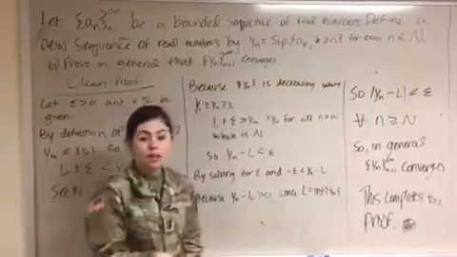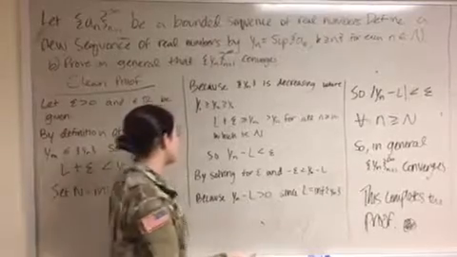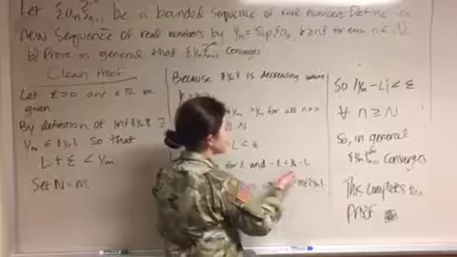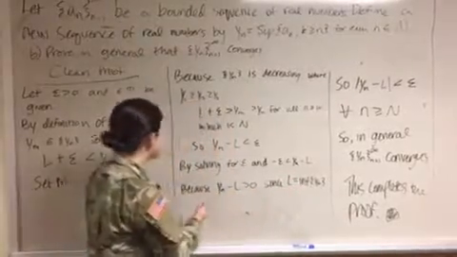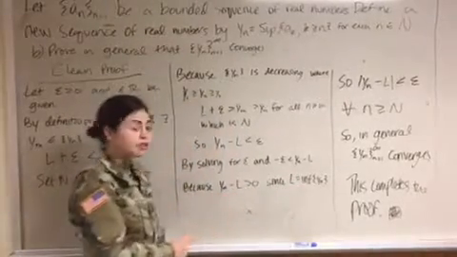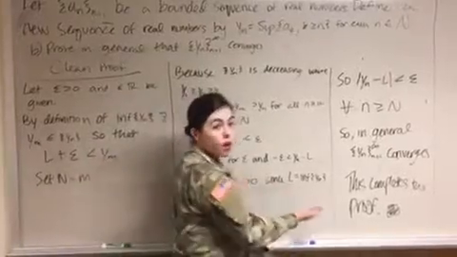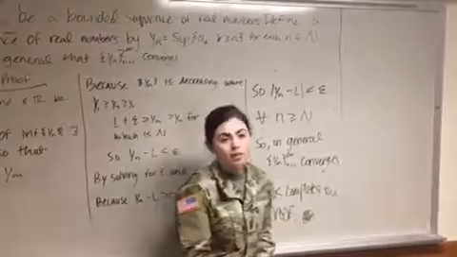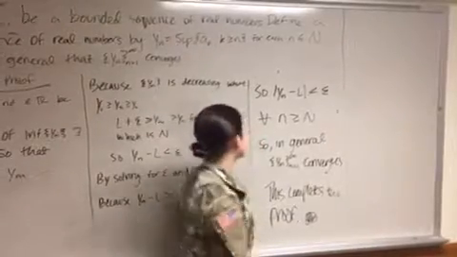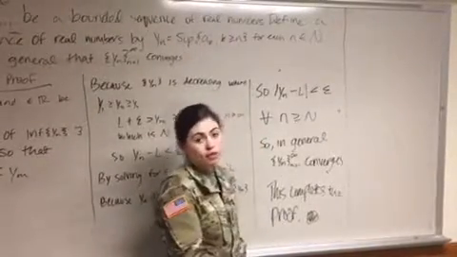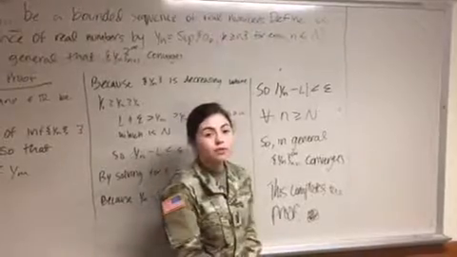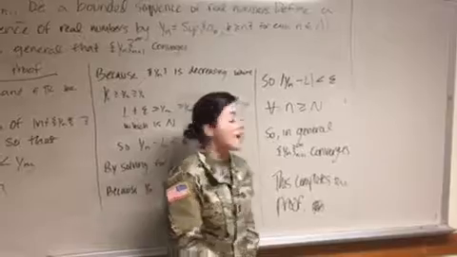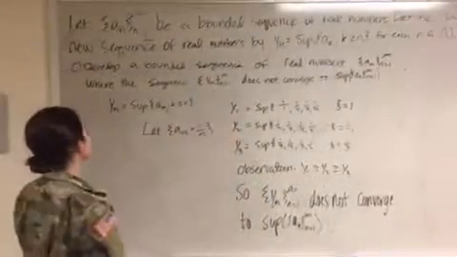So y sub n minus L is less than epsilon. By solving for epsilon, negative epsilon is less than y sub n minus L, because y sub n minus L is greater than or equal to 0, since L is the inf of y sub n. So the absolute value of y sub n minus L is less than epsilon for n greater than or equal to big N. So in general, the sequence y sub n, where n equals 1 to infinity, converges. And this completes the proof. Now moving on to part C.